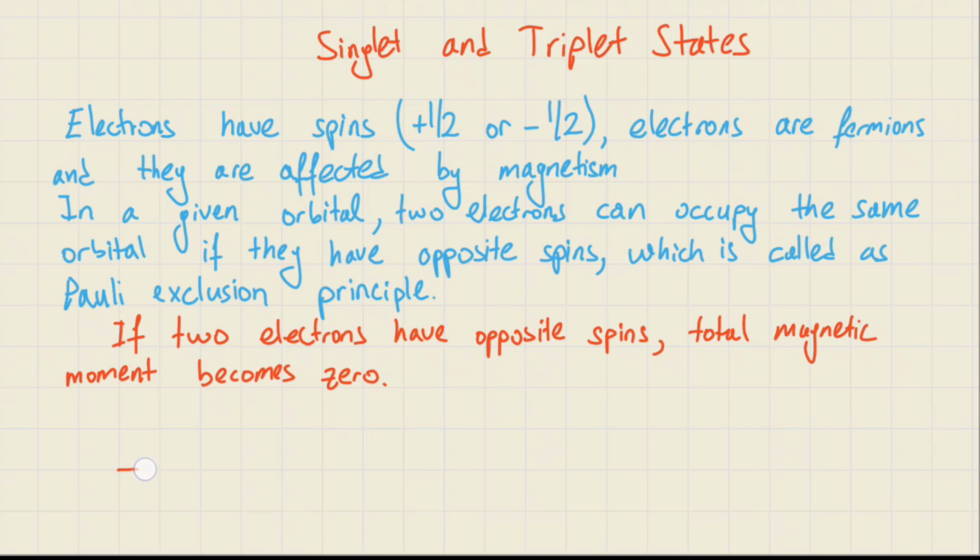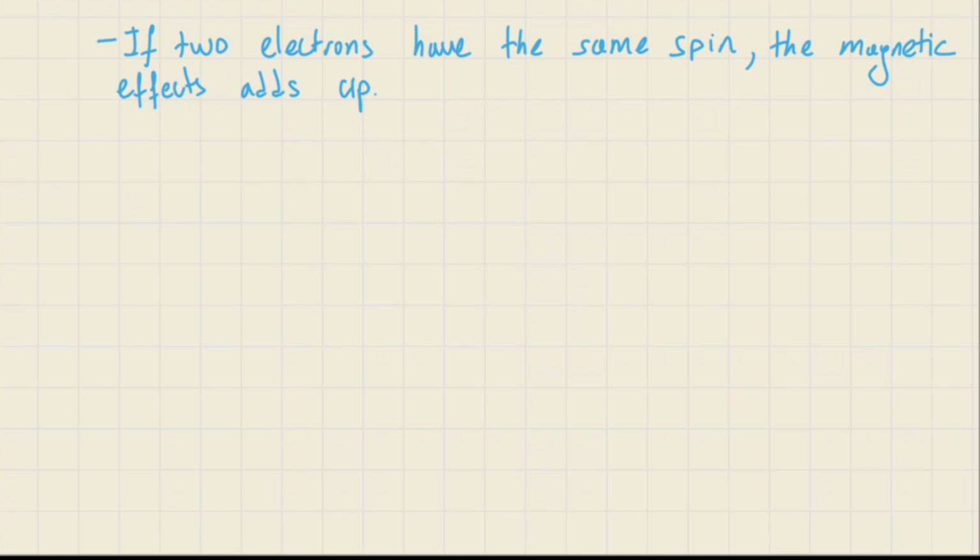And we can show the electrons on an orbital. For instance, this is an orbital, and I want to show the plus 1/2 spin like this and minus 1/2 spin like this. So we are using the arrows. S is equal to plus 1/2 minus 1/2, and it is equal to 0. If two electrons have the same spin, the magnetic effects add up. And the spin multiplicity is given by 2S plus 1.